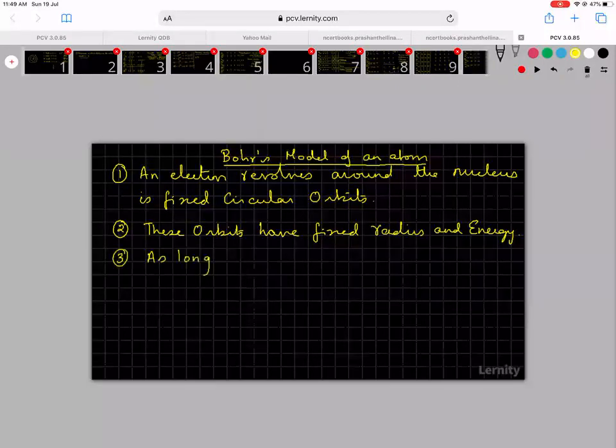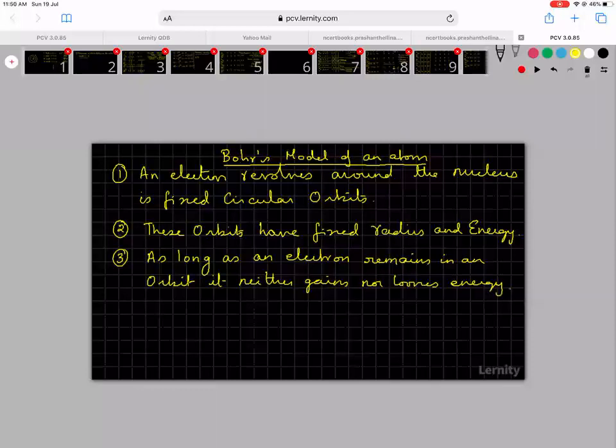As long as an electron remains in an orbit, it neither gains nor loses energy. As long as an electron remains in an orbit, it neither gains nor loses energy.